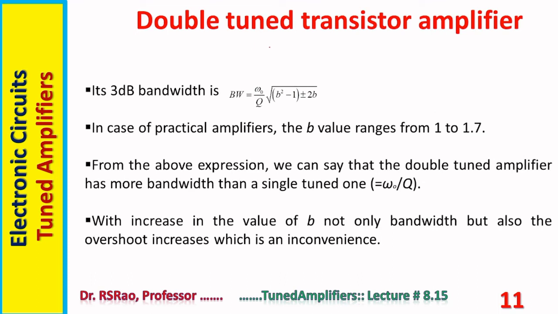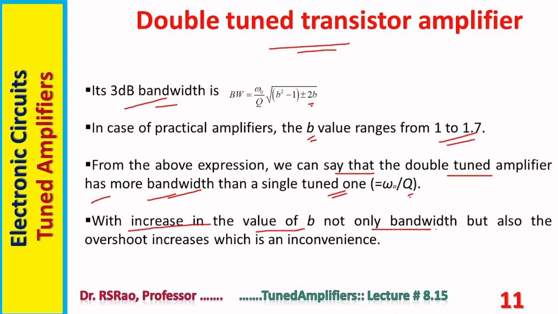Some more points regarding double tuned transistor amplifiers. 3 dB bandwidth is given by omega naught by Q times square root of (B squared minus 1 plus or minus 2B). For practical amplifiers, the B value is in between 1 and 1.7. From this expression, we can say that double tuned amplifier has more bandwidth than single tuned one. For single tuned one, it is omega naught by Q. With the increase in the value of B, not only bandwidth but also overshoot increases, which is an inconvenience, a disadvantage, a harmful consequence.